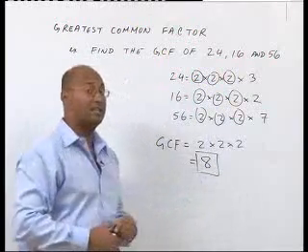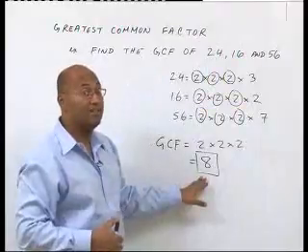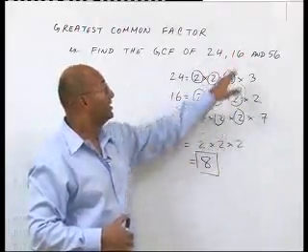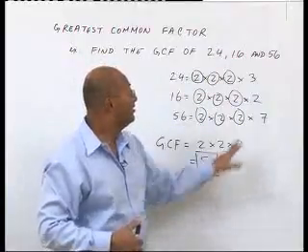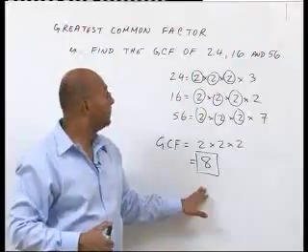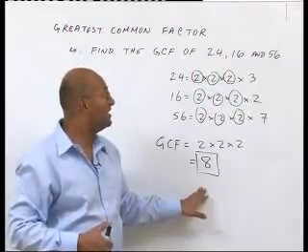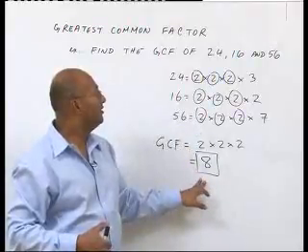Now let's see if that makes sense. 24 can be divided by 8, so 8 is definitely a factor of 24. 16 can be divided by 8, definitely a factor of 16. And 56 can be divided by 8, definitely a factor of 56. So it is the greatest common factor. It's a factor of all 3, and it's also the biggest one.